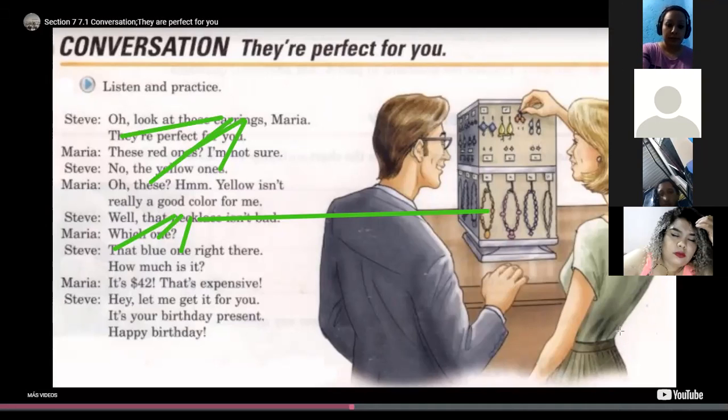Hello, Elsie. Now, how many fingers do you have? I have five fingers. Okay. Show me your five fingers. Okay, good.